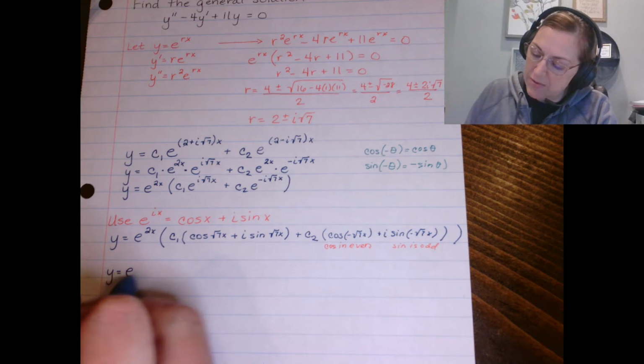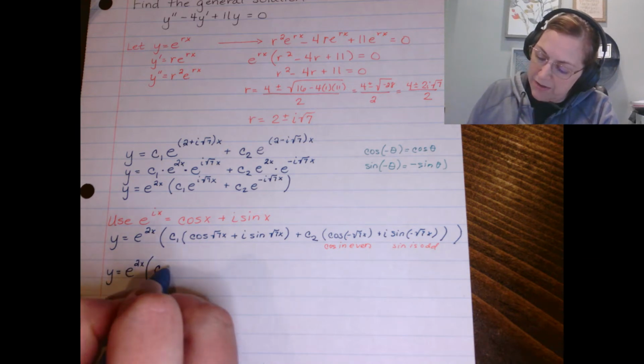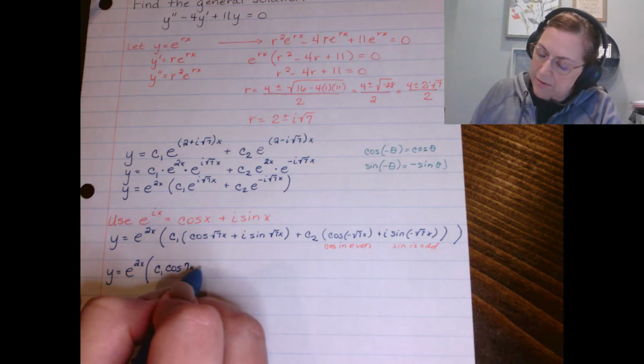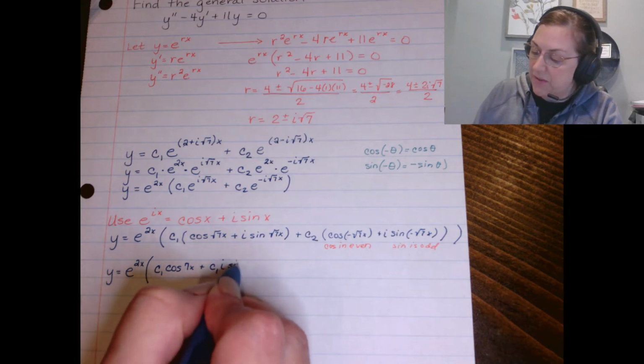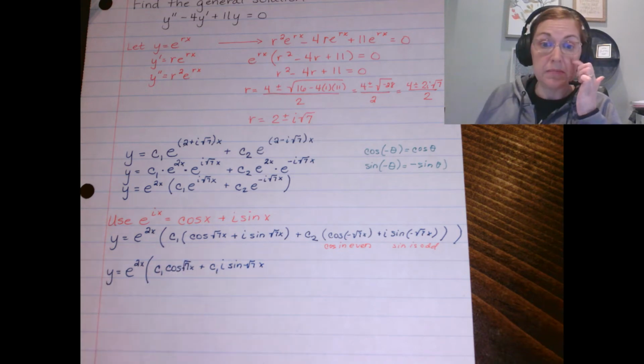Okay, so I've got y equals e to the 2x. I've got C1 cosine of 7x plus C1 i sine of square root of 7x. Oops, I forgot my square root on that cosine.